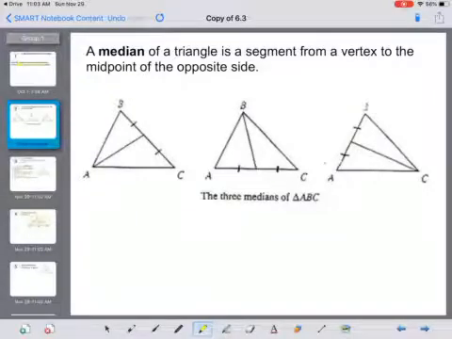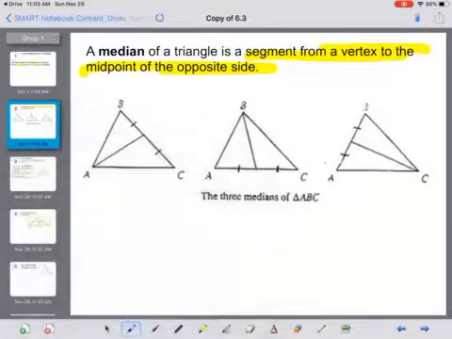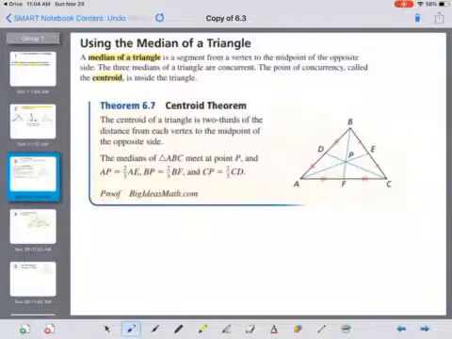So when we draw a median, it has to start at a vertex. So in this first case, we have it starting at A. It goes to the opposite side, and it creates two congruent segments because it goes to the midpoint. And there are three medians because it could start at a different vertex, go to the midpoint, create congruent segments. So there are three medians. It goes from one vertex to the midpoint of the opposite side.